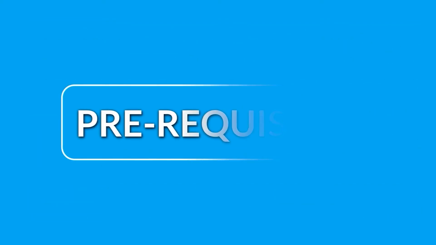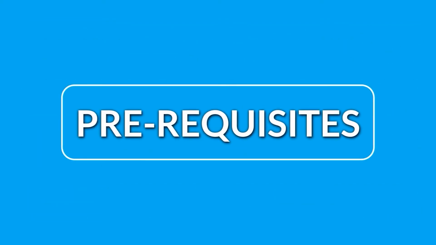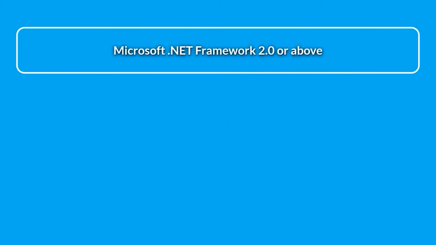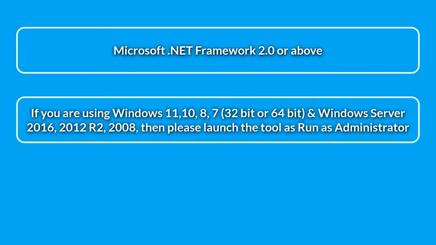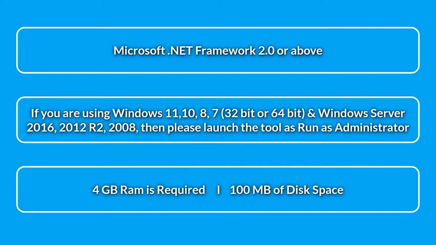Now let's check out the prerequisites before installing the software. Microsoft .NET Framework 2.0 or above. If you are using Windows 11, 10, 8, 7, 32-bit or 64-bit, and Windows Server 2016, 2012 R2, 2008, then please launch the tool as run as administrator. 4GB RAM is required, and 100MB of disk space.